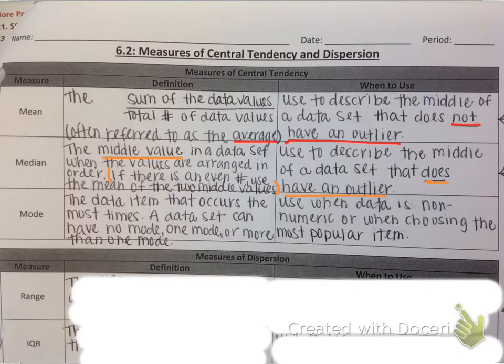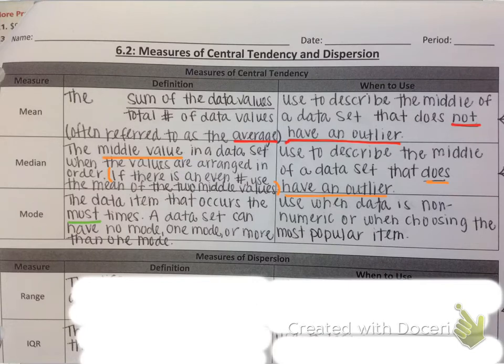And then mode is one that we like to look at, but it's actually in statistics not used very often. The mode is the data item that occurs the most times. So I'm sure you guys remember mode, most. It sounds the same. A data set can have no mode, one mode, or more than one mode. So sometimes a data set might not have a value that occurs the most amount of times. Sometimes there might be 2 values that occur the same amount of times, and so there are 2 modes.